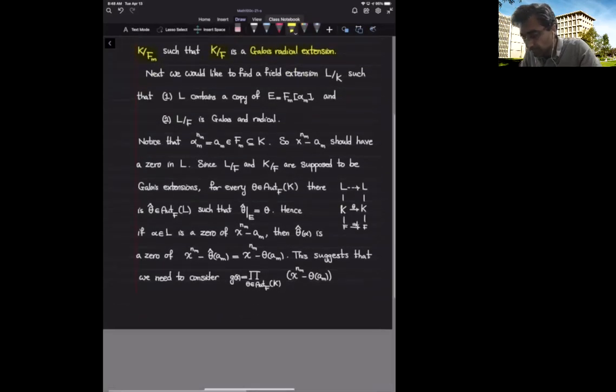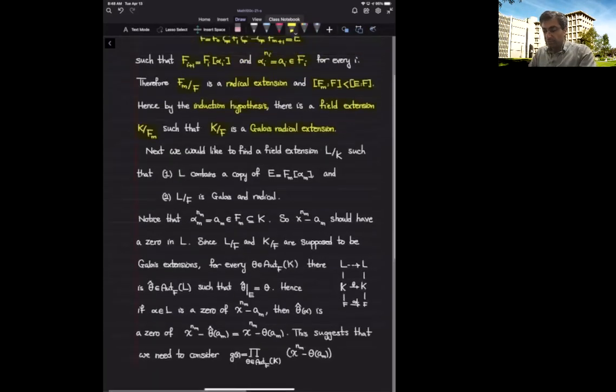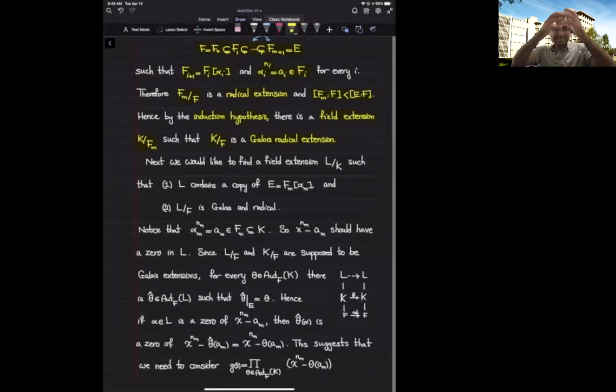Okay, so now what do I want to do next? I want to go further. I want to extend K to some Galois and radical extension which contains E, which contains F sub m plus 1, which contains a particular zero of x to the power n sub m plus 1 minus a sub m plus 1. Again, let's list the properties that we are looking for. So we are looking for a field extension of K with the following properties.